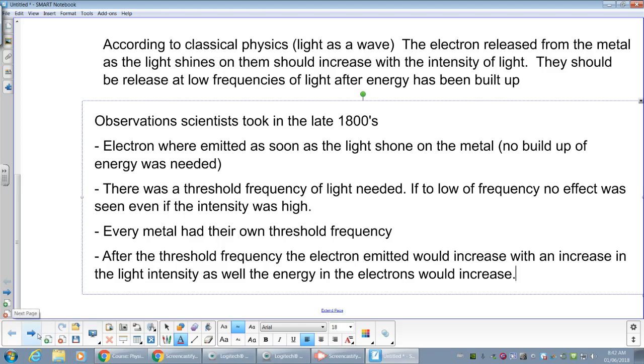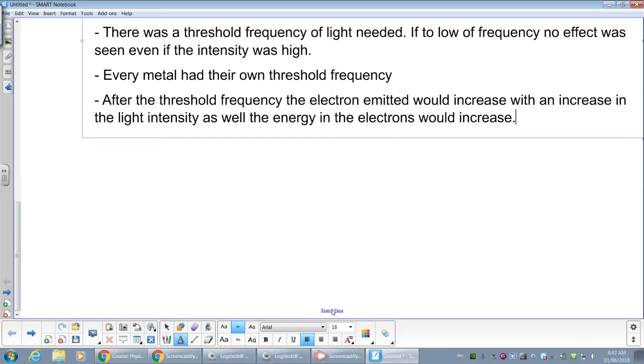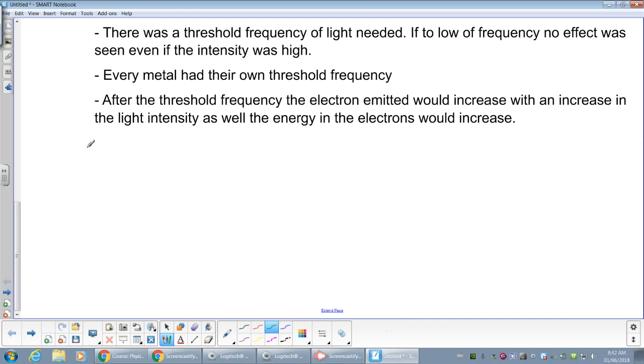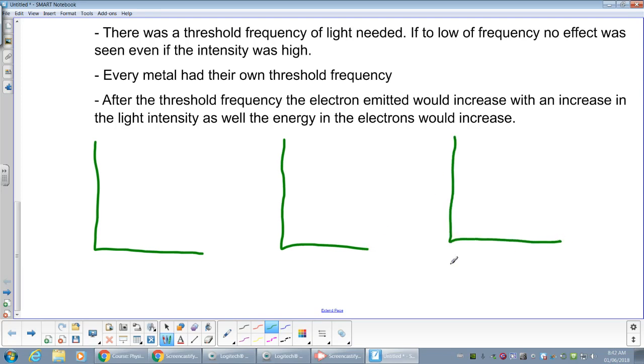So let's flip the page here. Let's actually draw a couple of diagrams. We'll just do three things here. Okay, if we call this the bottom here, the frequency, and over here is the current flowing, or the electrons released. Okay, you'd have nothing, nothing, nothing. You'd have zero until you hit the threshold frequency.